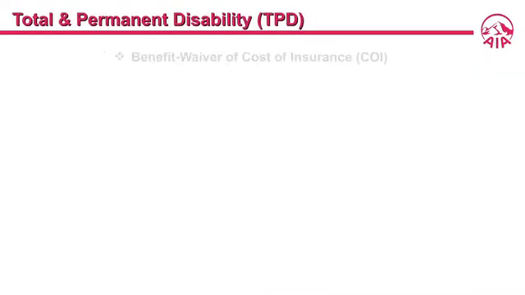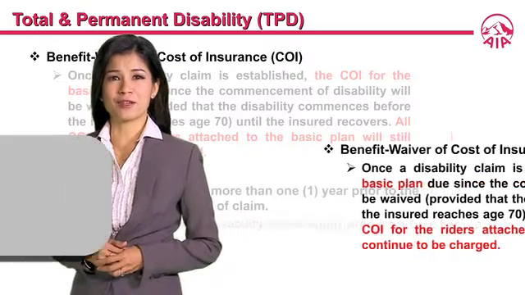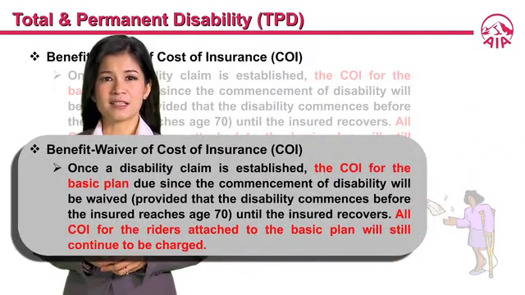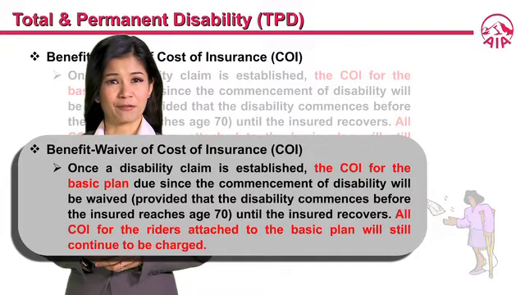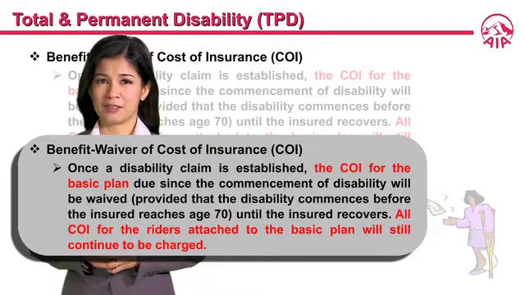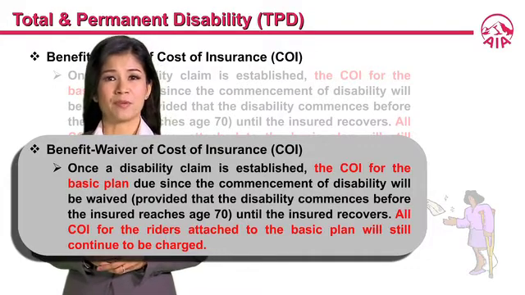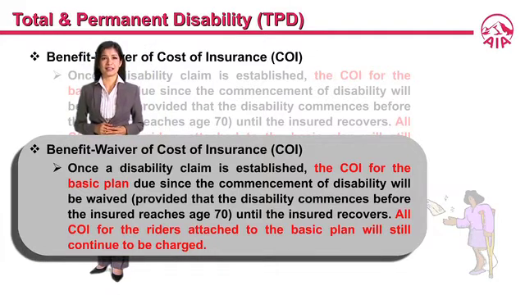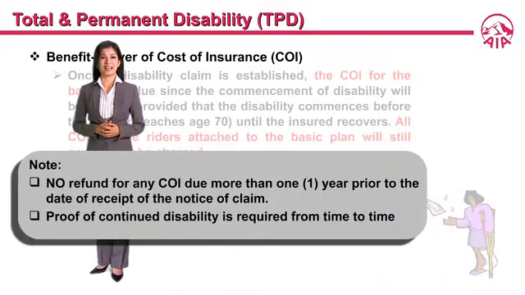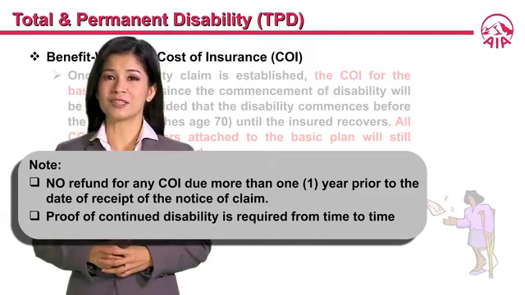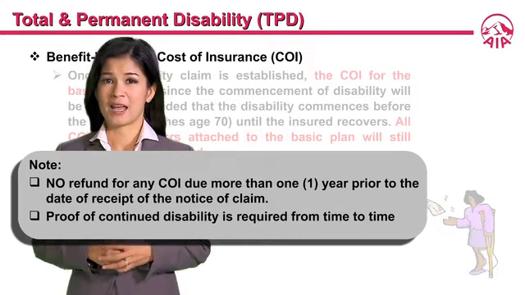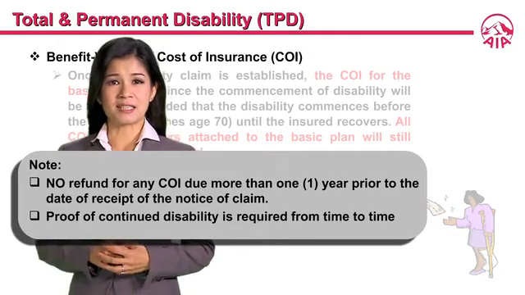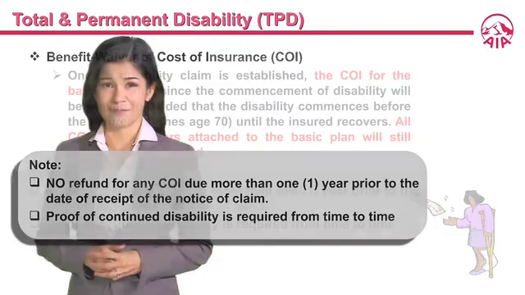Once a disability claim is established and approved, the cost of insurance for the basic plan due since the commencement of disability will be waived until the insured recovers, provided that the disability commences before the insured reaches age 70. All costs of insurance for the riders attached to the basic plan will still continue to be charged. Please take note that no refund for any cost of insurance due more than 1 year prior to the date of receipt of notice of claim. Again, proof of continuous disability is required from time to time.